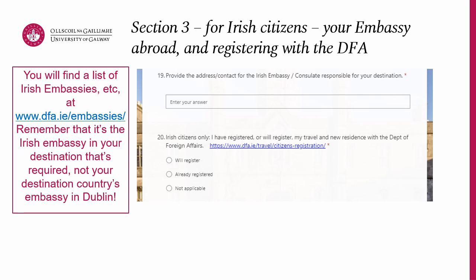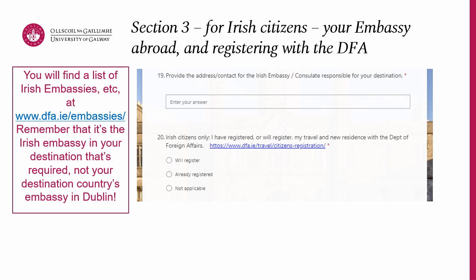Suffering a serious illness or a family emergency, or some situation where your family needs help in contacting you. Consular assistance would also be relevant if you were in a dangerous situation due to some crisis like a natural disaster or civil unrest. Do remember that if, for example, you're going to Spain, what's required is the Irish Embassy or an Irish consul in Spain, not the Spanish Embassy in Dublin.